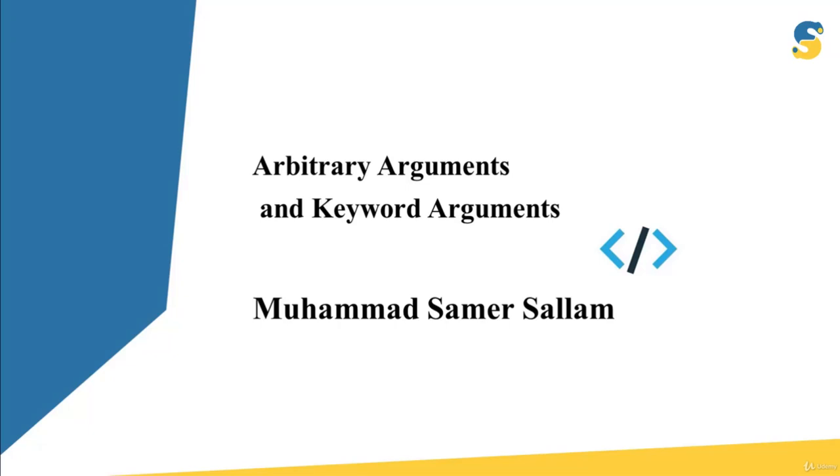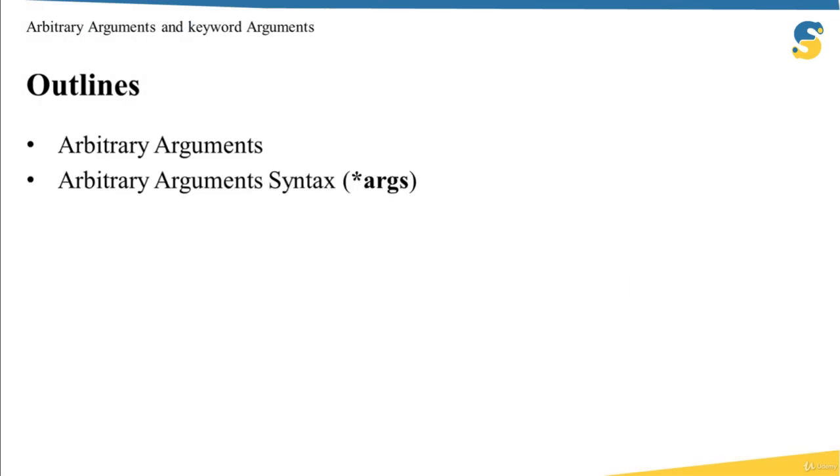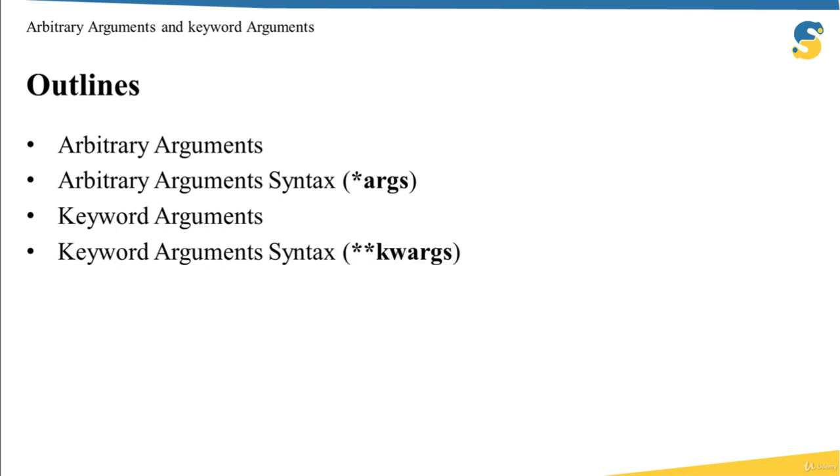Hi everyone, and welcome to this lecture, Arbitrary Arguments and Keyword Arguments. In this lecture, I'm going to define what arbitrary arguments are. We will see the syntax of these arguments and the meaning of asterisk args. We will understand the meaning of keyword arguments, see the syntax of these arguments, and the meaning of double asterisk kwargs. We will see how we can use asterisk args and double asterisk kwargs together in the function definition, and I will end this lecture with a quick summary. So let's get started.